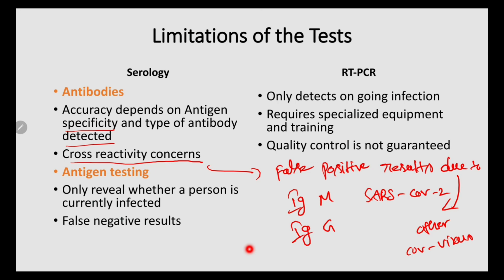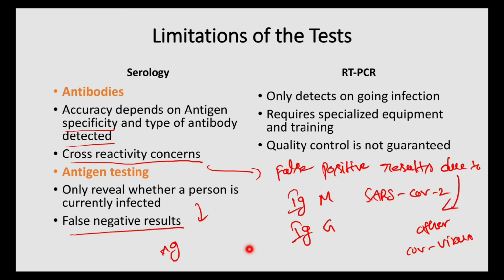In antigen testing, it will reveal whether a person is currently infected. That means it is simple: if a person has coronavirus or COVID-19 disease, that person will obviously have the antigens in the body, and in these cases there is a chance that false negative results may occur.